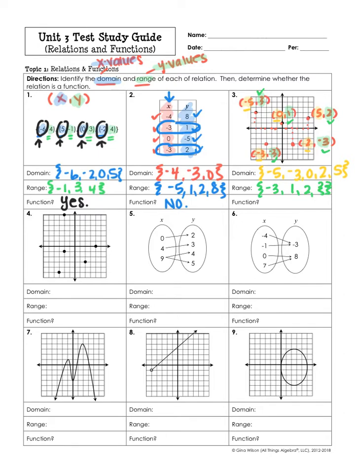So to determine if this is a function or not, we could either use the vertical line test, or we could just look to see if all of our x's were different or not. And in this case, we had -5, 0, 5, -3, and +2. They were all different, so you would say, yes, this is a function. Now I would like you to try number 4 on your own. So you're going to do this one similar to number 3.